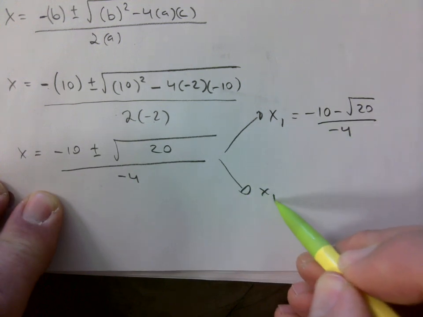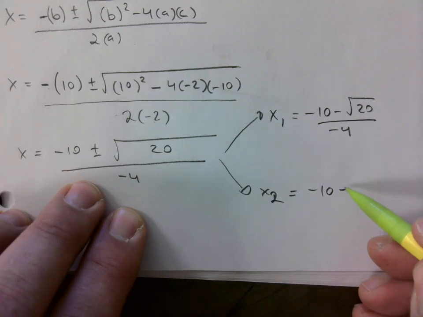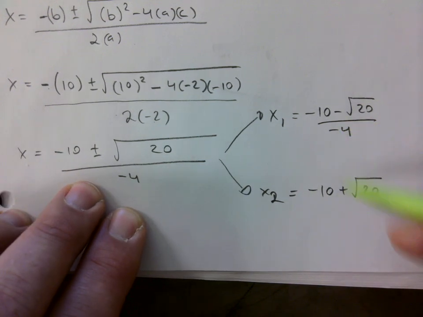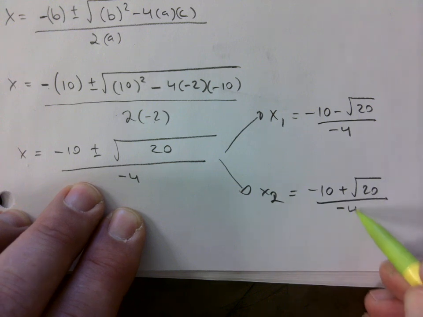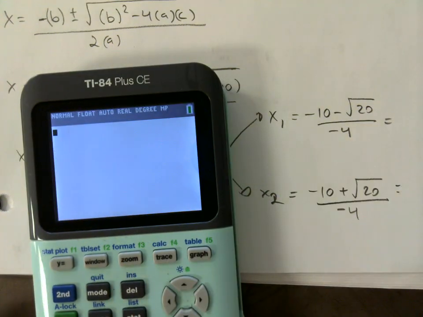And the second x-intercept, so we know there's 2 x-intercepts here. It would be negative 10 plus root of 20. If you do minus first, plus second, I really don't care. Right? You go like this, you have to be careful. Don't round too soon. So negative 10 minus root of 20 divided by negative 4.